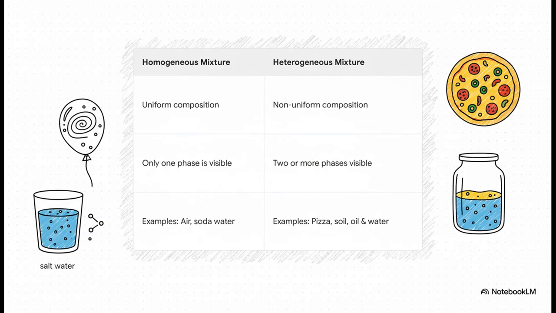Now, mixtures themselves come in two main flavors. On one side, you've got homogeneous mixtures. The key word here is homo, meaning same. They look completely uniform all the way through, like air or salt fully dissolved in water. On the other side, you've got heterogeneous mixtures. Hetero means different. With these, you can actually see the different parts. Think about a pizza. You can see the crust, the sauce, the cheese. Or a salad dressing with oil and vinegar. You see those layers, right?